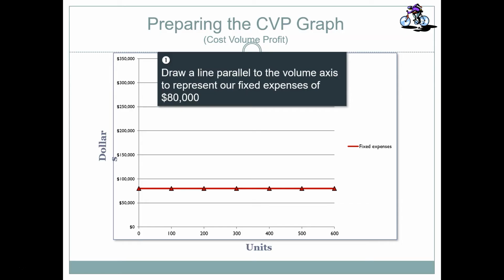We can represent this graphically through what's called a cost volume profit graph. It can be very helpful to present these kinds of analyses graphically, just because graphing something makes it so much easier to interpret. The way we start with our cost volume profit graph is with a horizontal line equal to our fixed expenses. Here on the x-axis we have units, and on the y-axis we have dollars, revenue in dollars. What I'm graphing here, this solid red line, is the fixed expenses. Notice that it is flat because it doesn't change depending on the number of units I sell. It's going to be $80,000 no matter what.